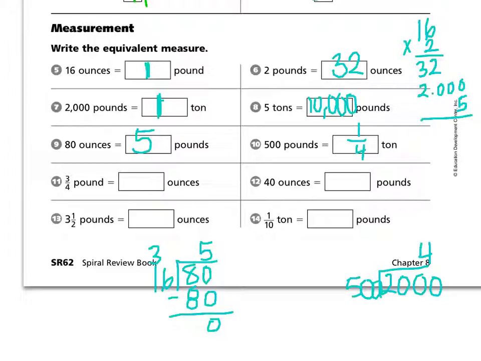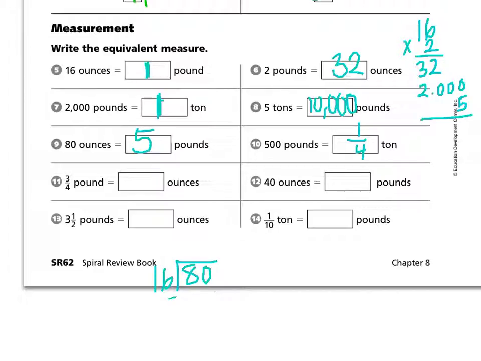3/4 of a pound would be how many ounces? So I'm going to go ahead and use my denominator, which is a 4. And I'm going to take my ounces, which is 16, divided by 4 is 4. And I'm going to take that answer and multiply it by my numerator, which is 3, which equals 12 ounces. You need to show your work for all of these.